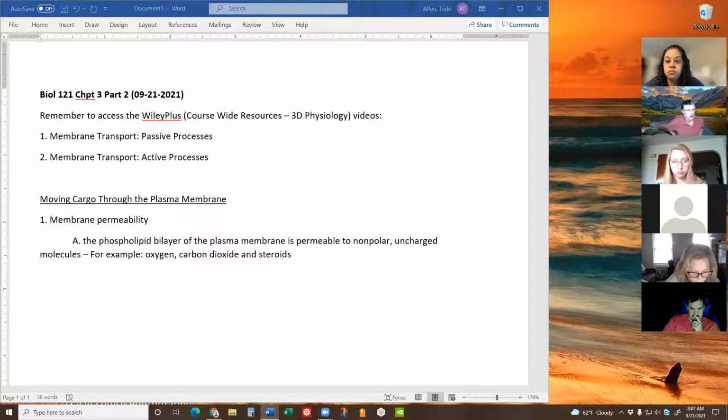The version of oxygen mentioned in the class notes, is it elemental oxygen or atmospheric oxygen? Do you know what the difference between those two are?